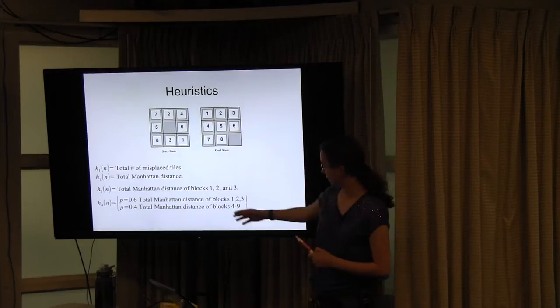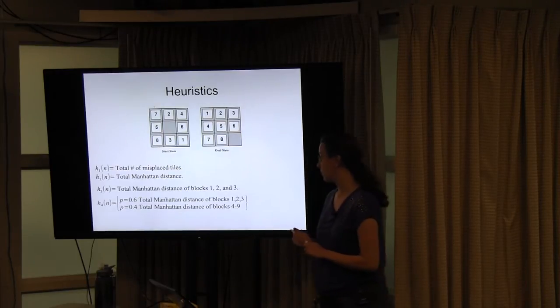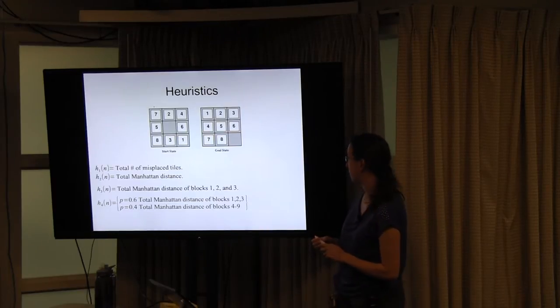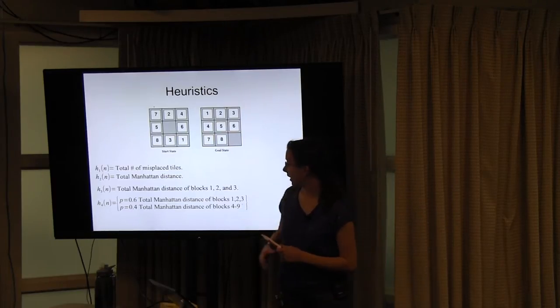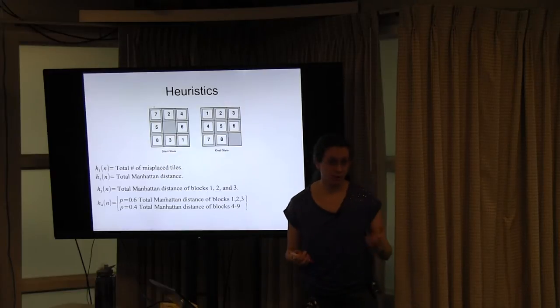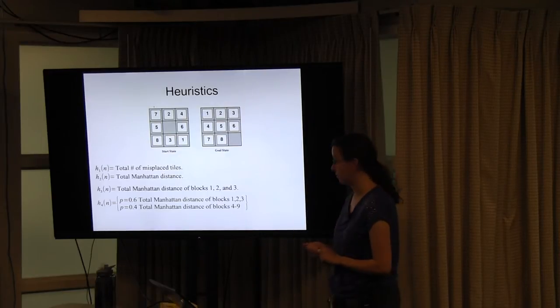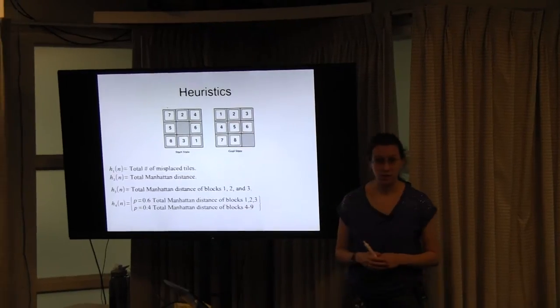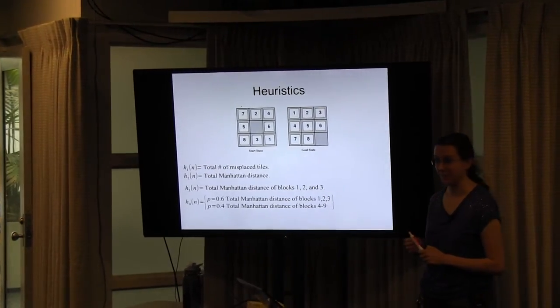So here's a heuristic function. With probability 0.6, we're going to return the total Manhattan distance of blocks 1, 2, and 3. And with probability 0.4, we're going to flip a coin. And with that probability, we're going to return the total Manhattan distance of blocks 4 to 8. Sorry, it's supposed to be 8 instead of 9.